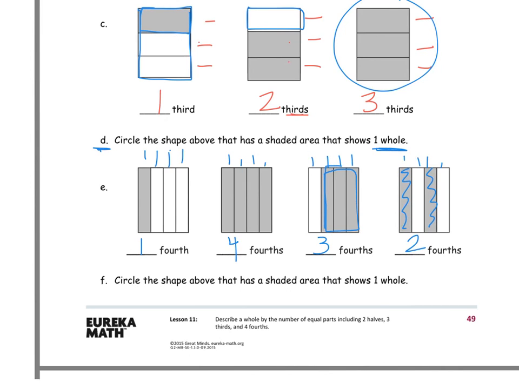And F says the same thing. Circle the shape above that has a shaded area that shows one whole, meaning the entire rectangle that's broken into 4 pieces, all 4 pieces are shaded. So the whole rectangle is shaded. Let's take a look at page 2.